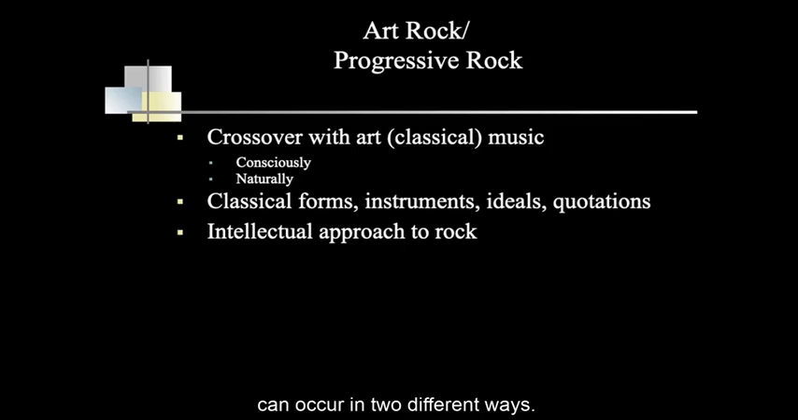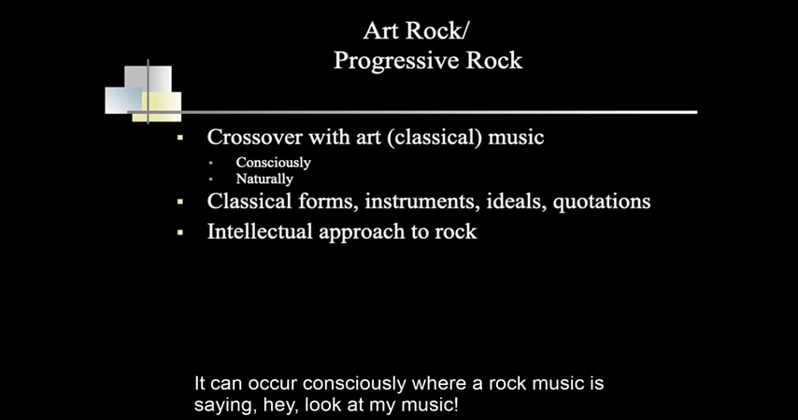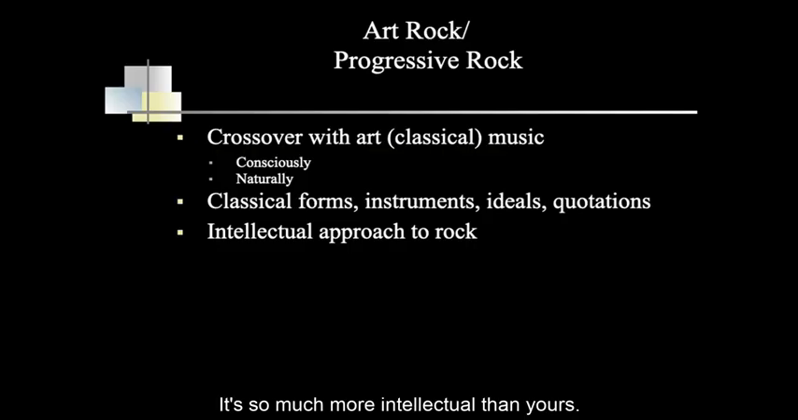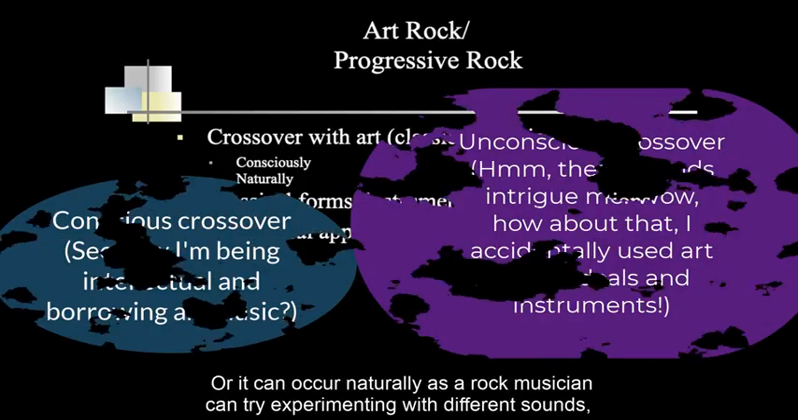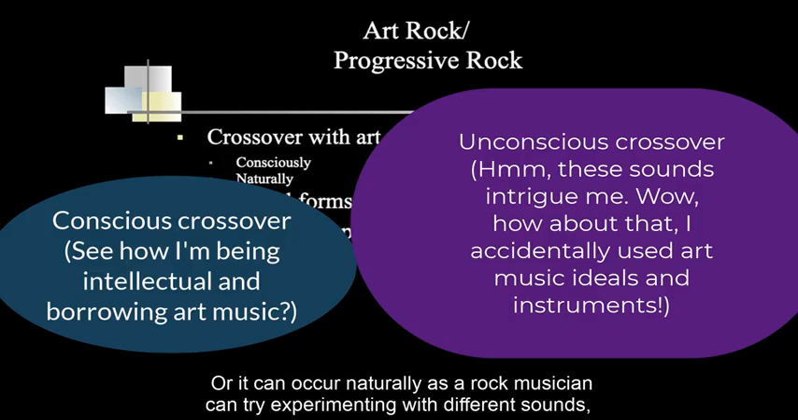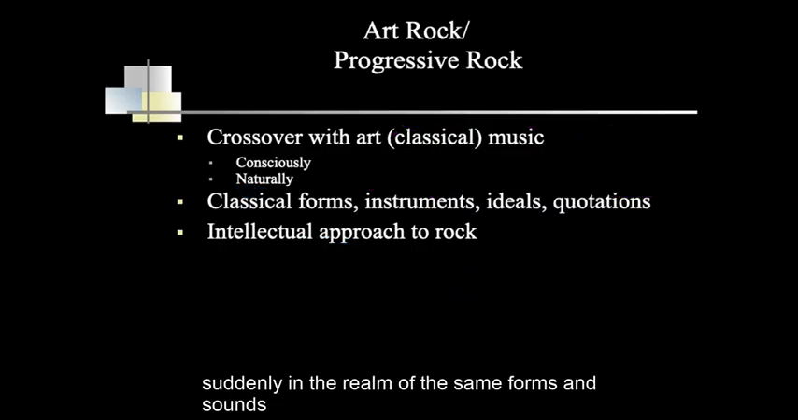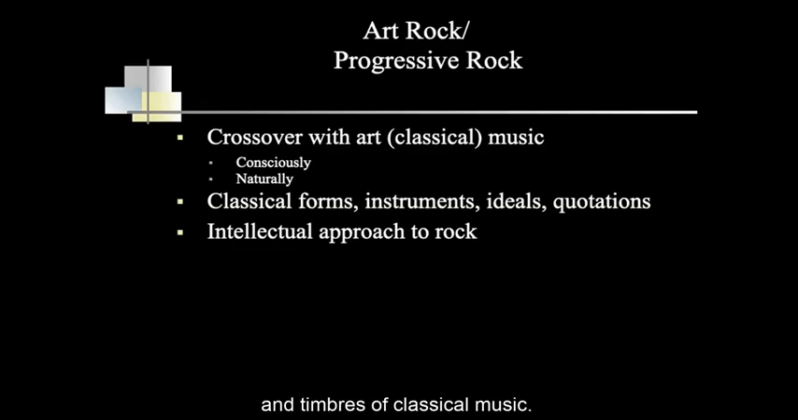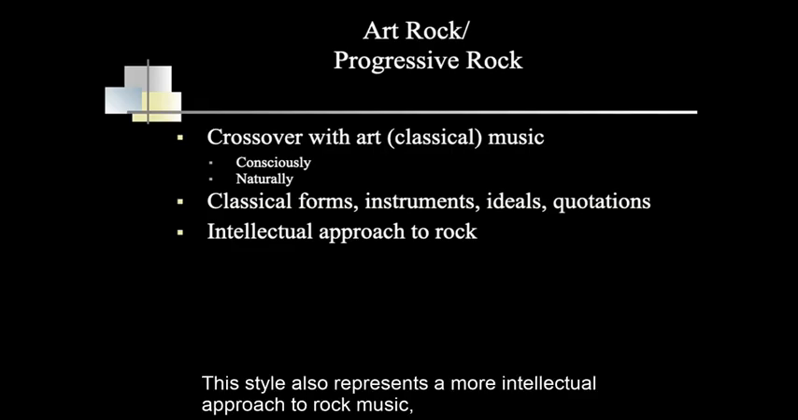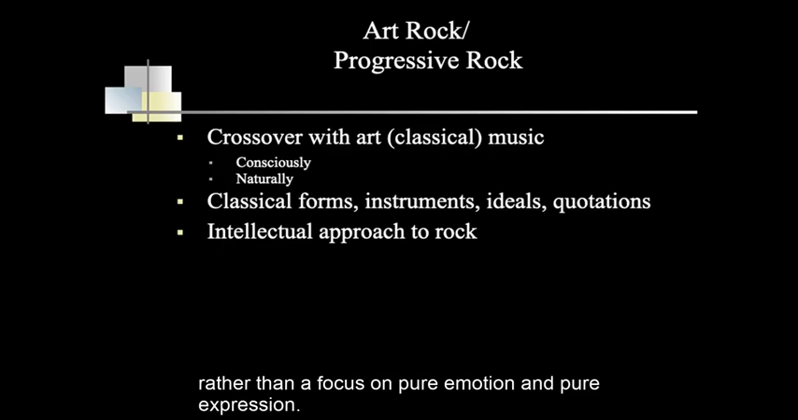It can occur consciously, where a rock musician is saying, "Hey, look at my music, it's so much more intellectual than yours." Or it can occur naturally, as a rock musician might try experimenting with different sounds, different forms, different instruments, and find themselves suddenly in the realm of the same forms and sounds and timbres of classical music. This style also represents a more intellectual approach to rock music, rather than a focus on pure emotion and pure expression.